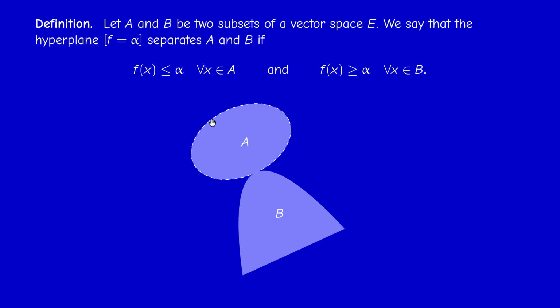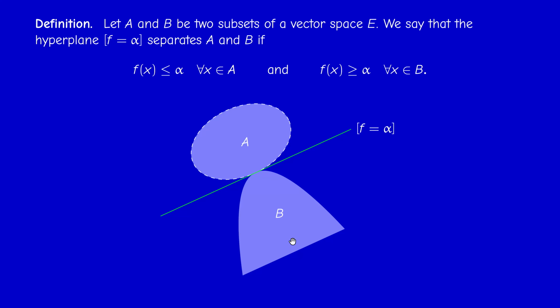So the two sets can be tangent. In this case, the separating hyperplane touches them. Of course, if we want them to be disjoint, we exclude the boundary. But I didn't assume that A and B are disjoint. They could be tangent. So this is just normal separation, or separation in the ordinary sense.